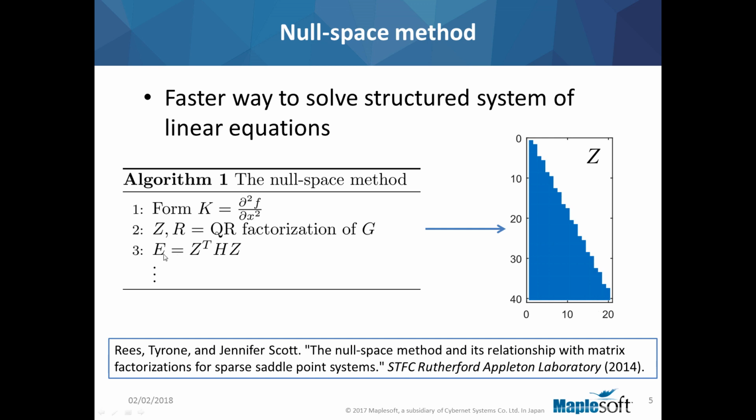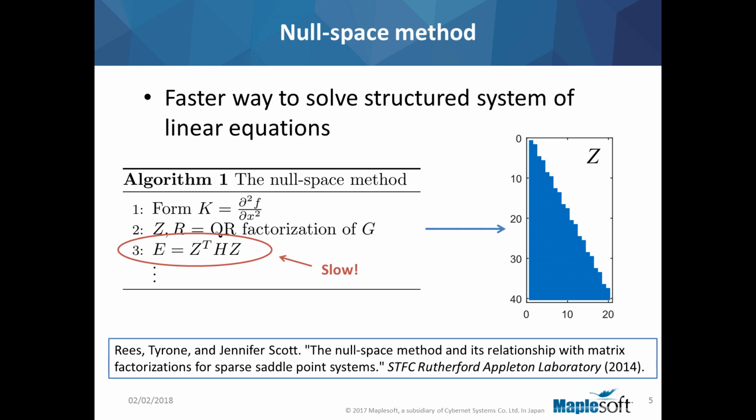And then there's this multiplication here in step 3. So they form a matrix E as the product of Z transpose times H times Z. And so for this particular algorithm, when our customers implemented it and tried it in practice, they found that this matrix multiplication step was very expensive and very slow. So they wanted to know what they could do to speed it up.